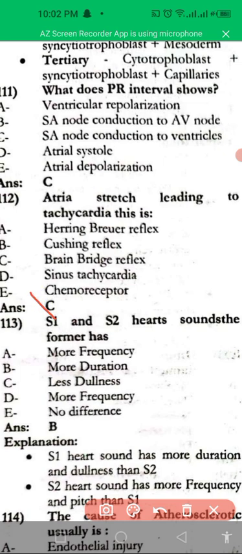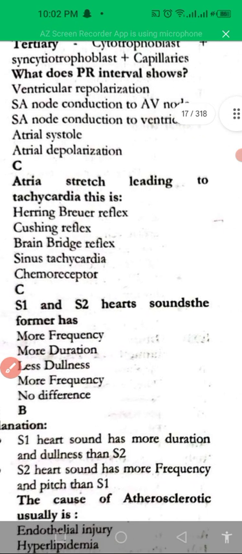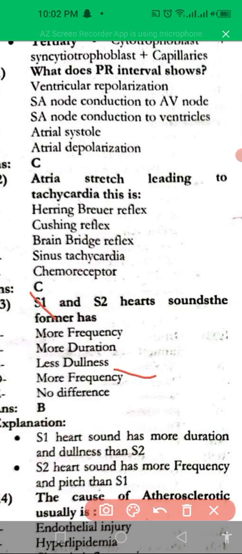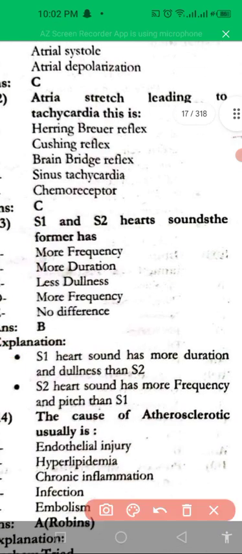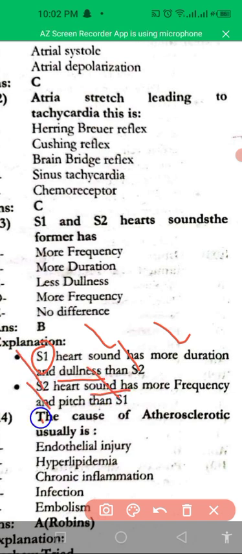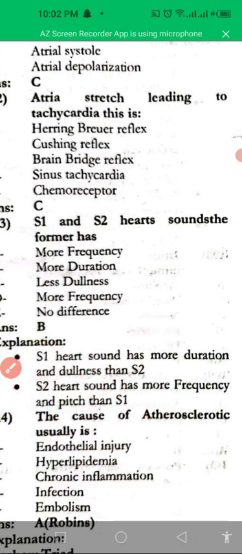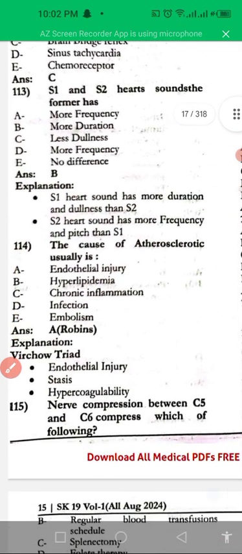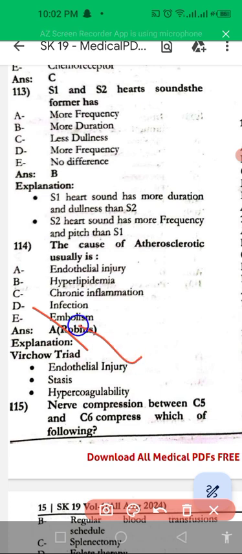S1 and S2 heart sounds. Comparing S1 and S2 heart sounds, the former has more duration. Here we can see the S1 heart sound has more duration and is duller than S2. The S2 heart sound has higher frequency and pitch. The cause of atherosclerosis is usually endothelial injury. It is known as Virchow's triad: endothelial injury, stasis, hypercoagulability.